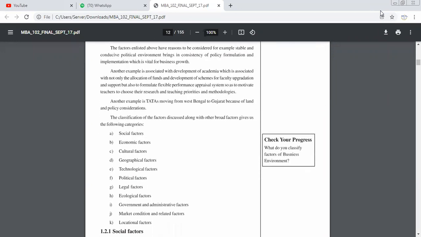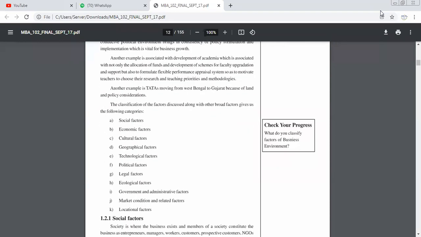Now the classification of the factors. We are discussing the classification of factors: social, economic, cultural, geographical, technological, political, legal, ecological, government and administrative factors, market condition and relative factors, and location factors. We are going to discuss them one by one. Let's go to the social factors first.